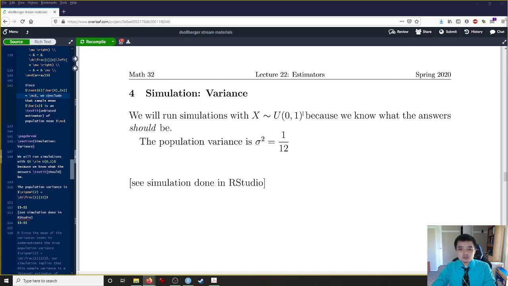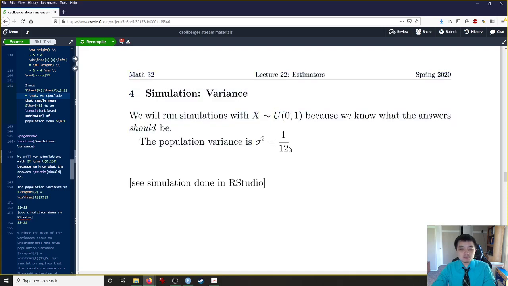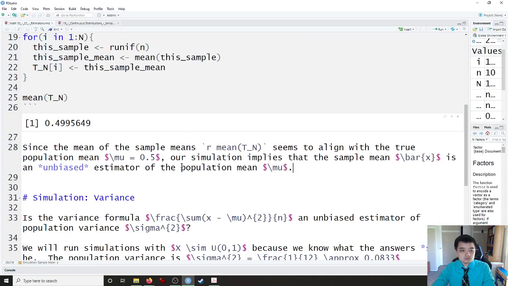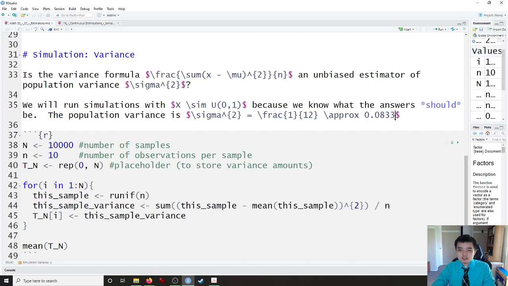Similar situation, x is a random variable distributed between 0 and 1. You could look up the formula for variance for a uniform distribution, and you would find that in this situation, our population variance is sigma squared equals 1 over 12. One over 12 is about, for our reference, 0.0833.